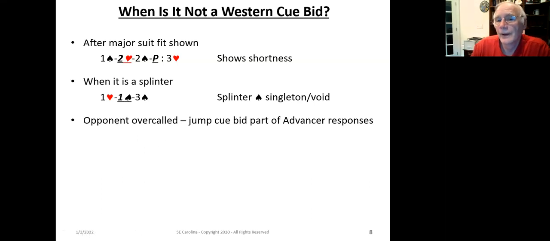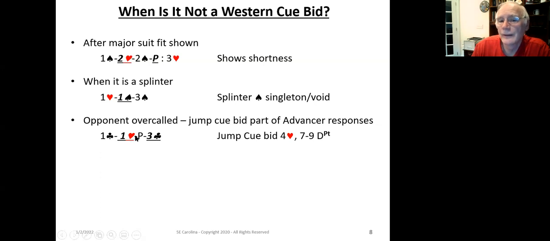Also, if the opponent overcalled and the jump cuebid is a part of the advancer response system. In this case, the opponent opened 1 club, your partner, the overcaller, bid 1 heart and then passed. Now, 3 clubs here is a jump cuebid. It's part of the advancer's response system to an overcall. What it says is, hey, I've got 4 hearts and 7 to 9 points. Remember, go back and review the overcall lesson.